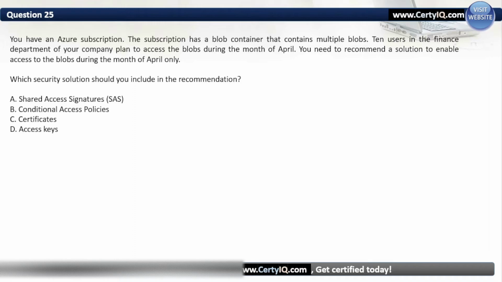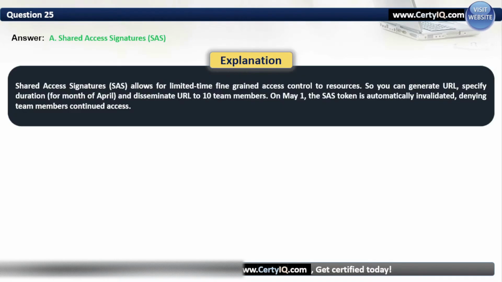The correct option is A, shared access signatures. Shared access signatures allow for limited-time, fine-grained access control to resources. So you can generate a URL, specify the duration, and distribute the URL to the 10 team members. On May 1, the SAS token is automatically invalidated, denying team members continued access.